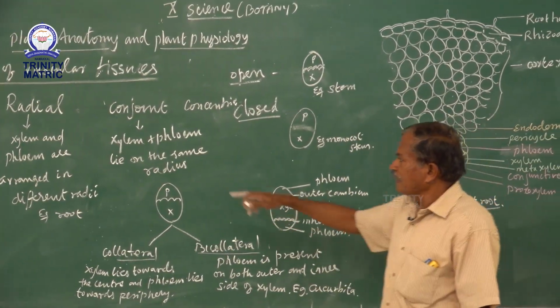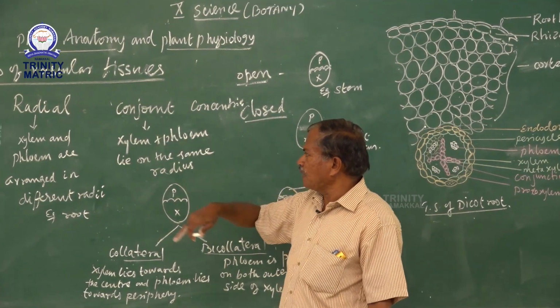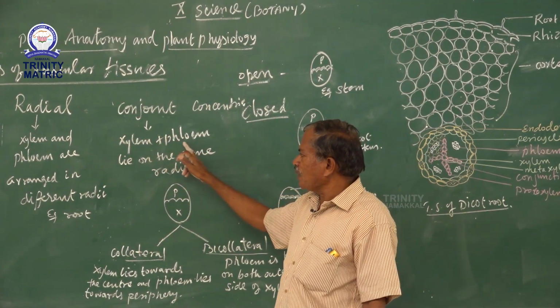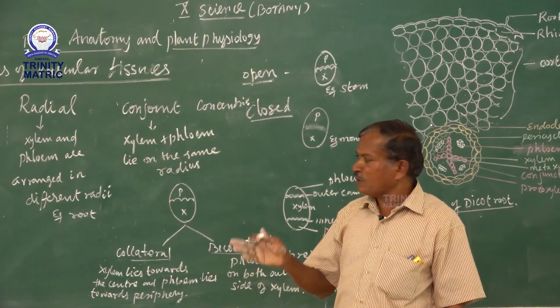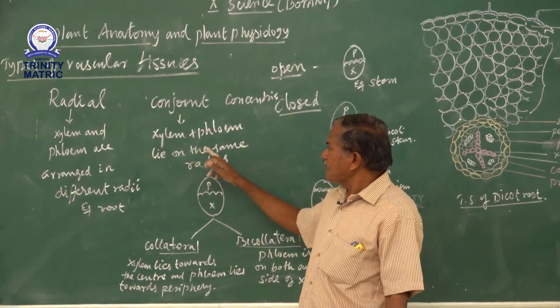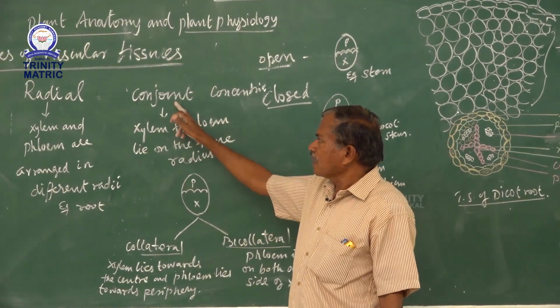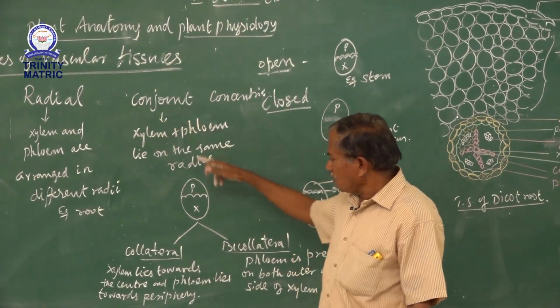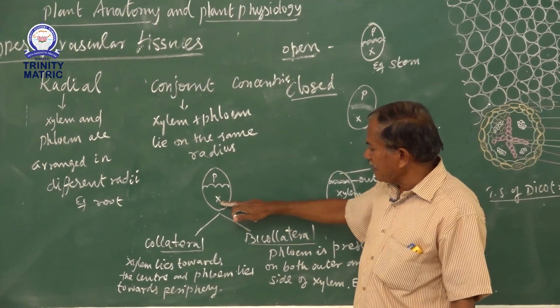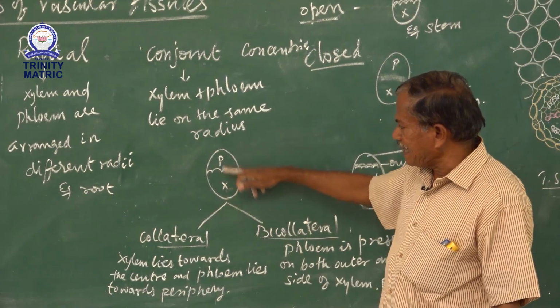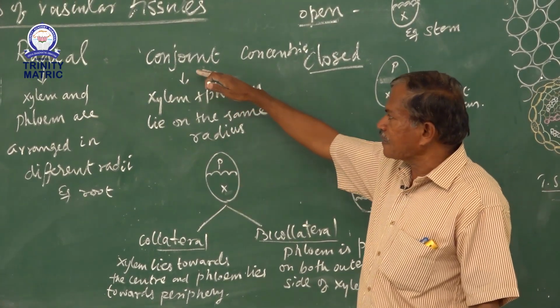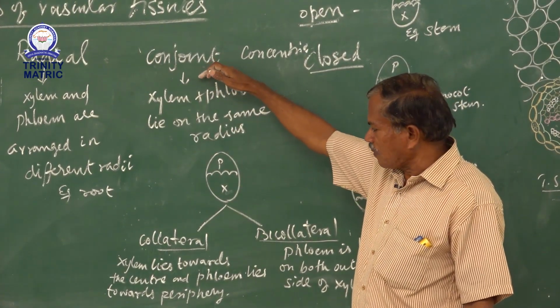And then what is a conjoined vascular bundle? The xylem and phloem lie on the same radius. Look here, the lower side is xylem and the upper side is phloem. Both of them are arranged on the same radius. This type of vascular bundle is described as a conjoined vascular bundle.